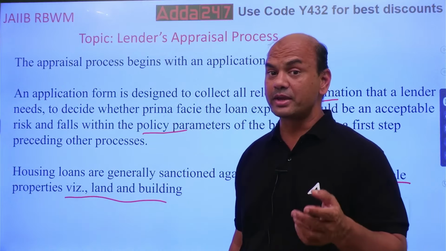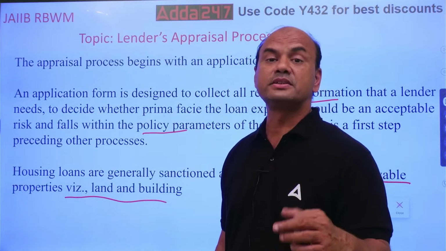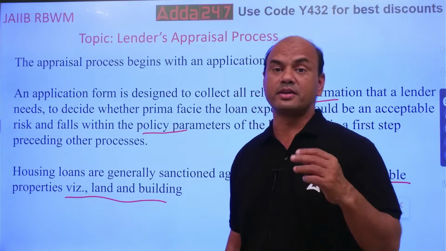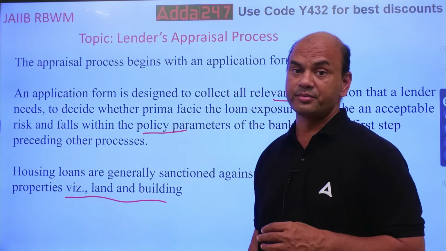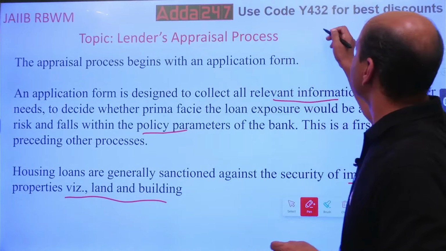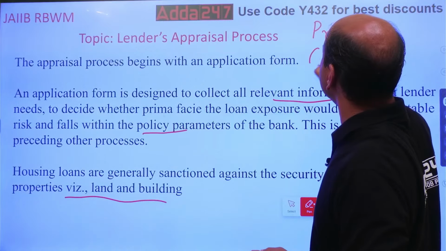Understand this, loan of the bank. If I give you a loan for housing and you build a house or you purchase a flat from that money, that is called as prime security. What is collateral then? So kindly understand this, prime and collateral securities.